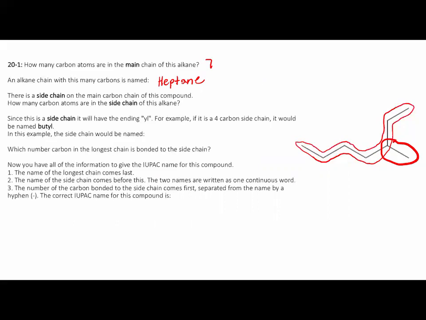This is just 1 carbon here. So 1 carbon is methane. It has 1 carbon atom in the side chain, and the side chain would be named methyl because you have to replace the ending. Oh, I messed up. Methyl.